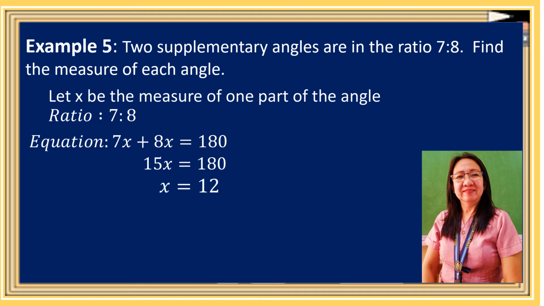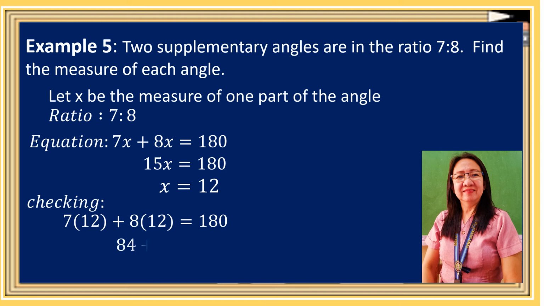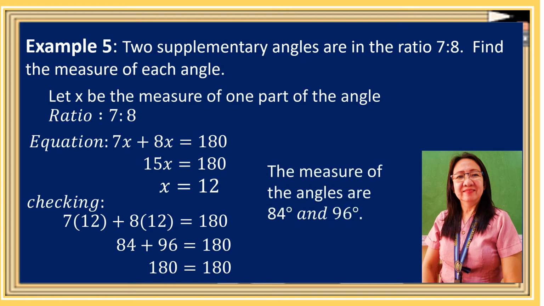Now before we conclude that our answer is correct, let us do the checking. Substituting 12 for x, we will get 7 times 12 plus 8 times 12. Is that equal to 180? So 7 times 12 is 84, while 8 times 12 is 96. Then combining 84 and 96, the result is 180. Now we can say that the measures of the two angles are 84 degrees and 96 degrees.